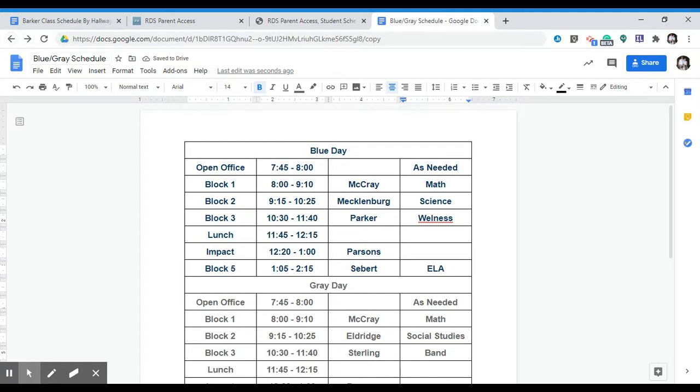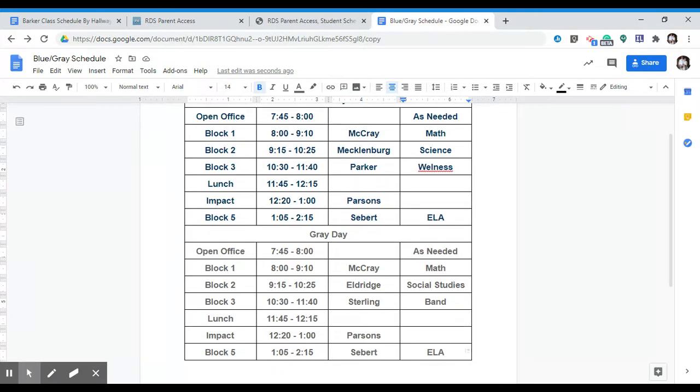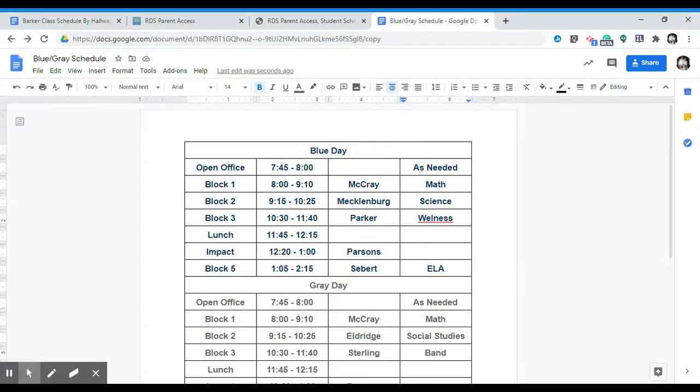When you open it, it's going to make a copy of this. So just type your name in there and that will save to your Google Docs. So students, you can go back to this whenever you need it. And this will be your schedule unless we have to change something up. I misspelled wellness, so I'll correct that.